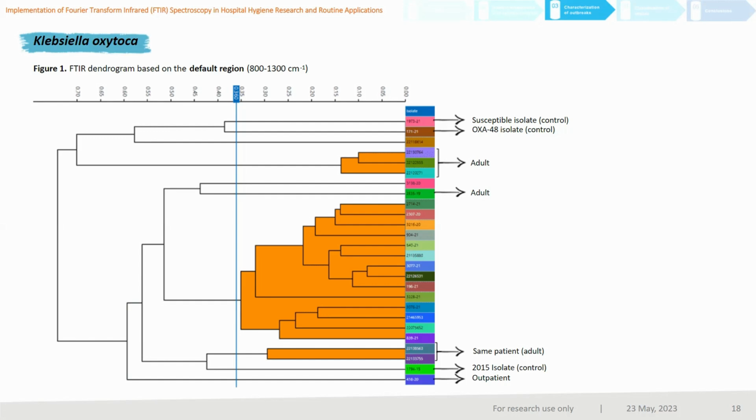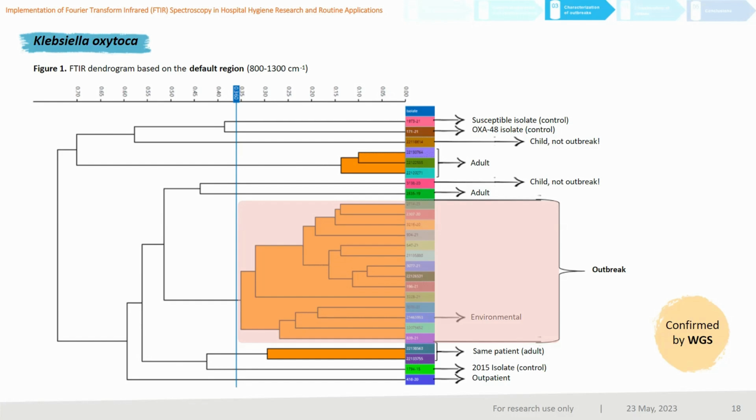And moving on, as you may have noticed, there is a main cluster in the center of the dendrogram, which raises suspicions. However, there are still 2 other isolates located outside this cluster, and interestingly, they are both children isolates. So this suggests that these 2 isolates are not related to the outbreak, whereas all the remaining children isolates belong to the same strain, and therefore these patients were involved in the outbreak, including the environmental isolate. The whole genome sequencing confirmed these results, and no discrepancies were found.